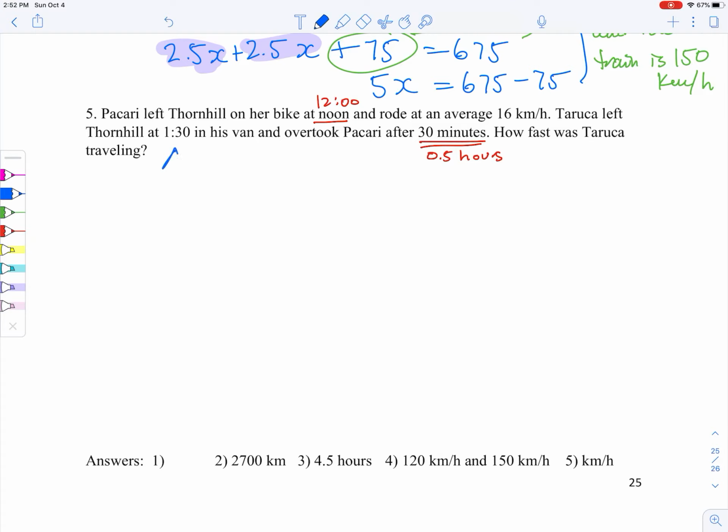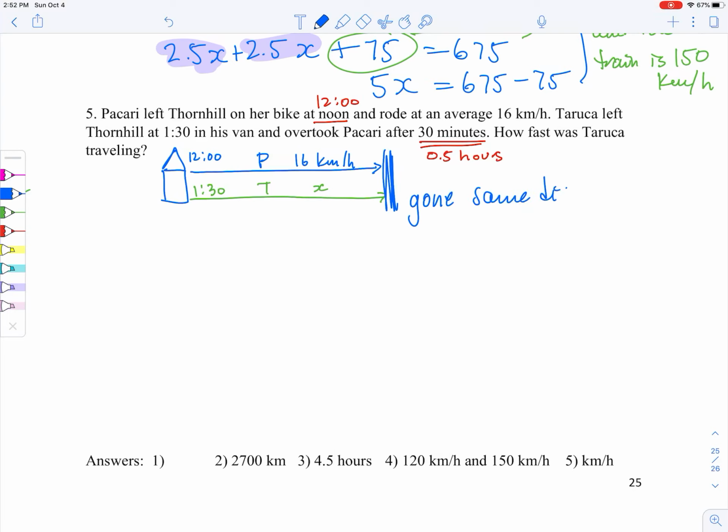So we're going to be solving for a speed. So they both left home. Pakari leaves at noon, so 12:00. This is Pakari, and her speed is 16 kilometers an hour. Taruka leaves at 1:30 in a van, and we don't know how fast he's going, but we do know he catches up. And the reason that's important is because when they catch up, they will have gone the same distance.